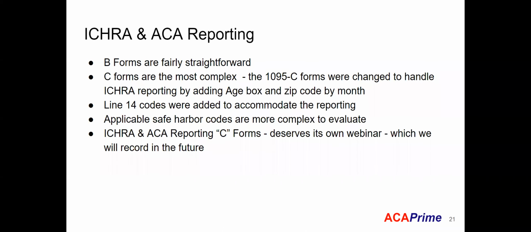ICHRA and ACA reporting. B forms are fairly straightforward. The C forms are the most complex when it comes to getting the ACA reporting done, given the different zip codes, ages, and various parameters and new codes that go along with the ICHRA reporting. These codes were added in 2020 to accommodate this ACA reporting. Applicable safe harbor codes are more complex to evaluate. We will be recording a different webinar later on to talk about in-depth ICHRA and ACA reporting.